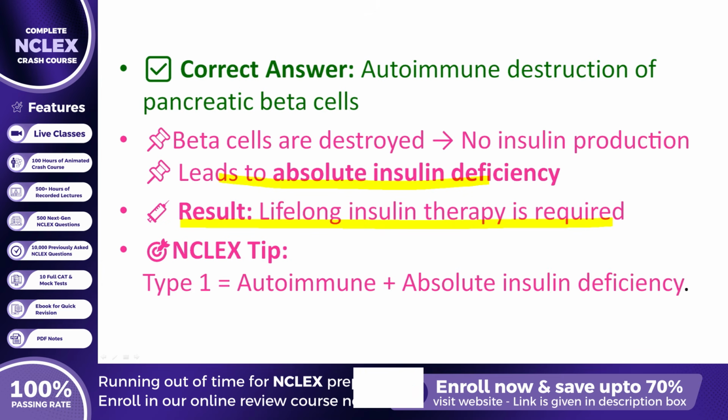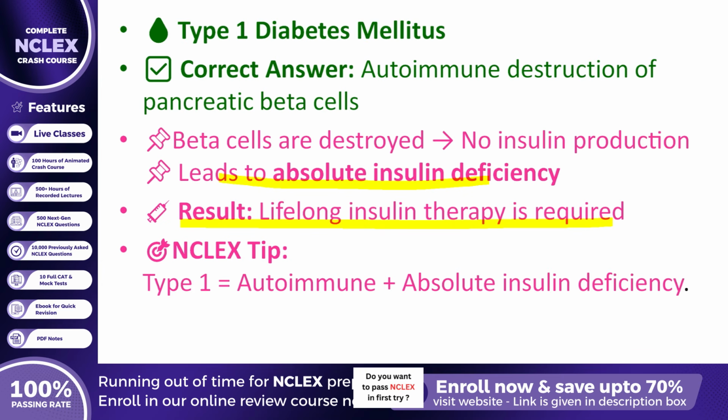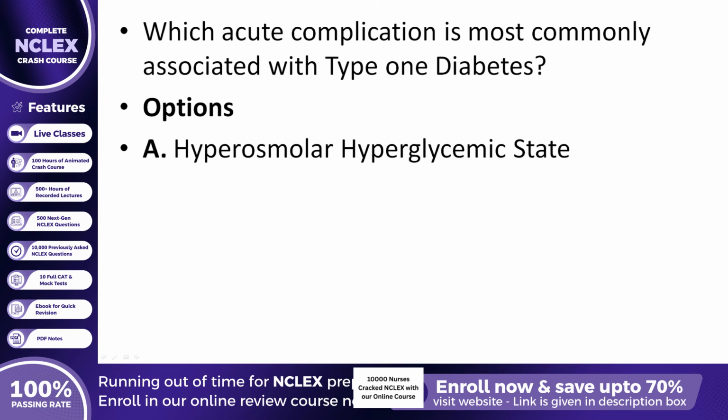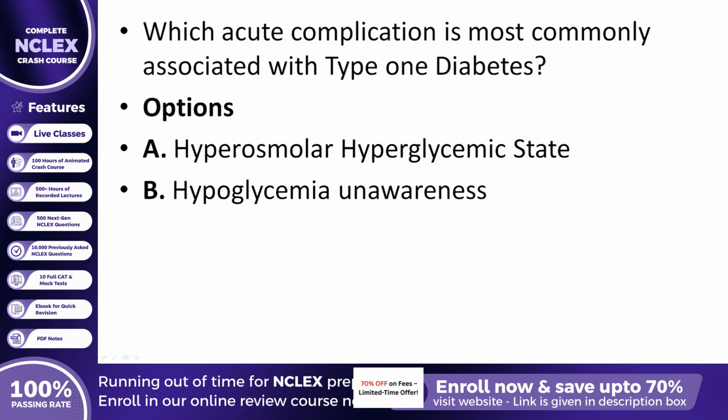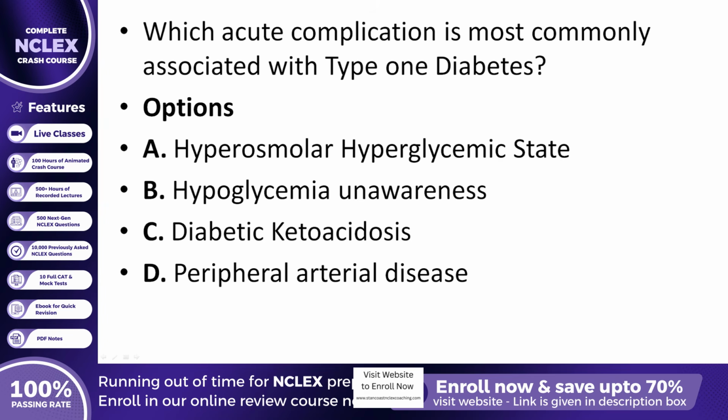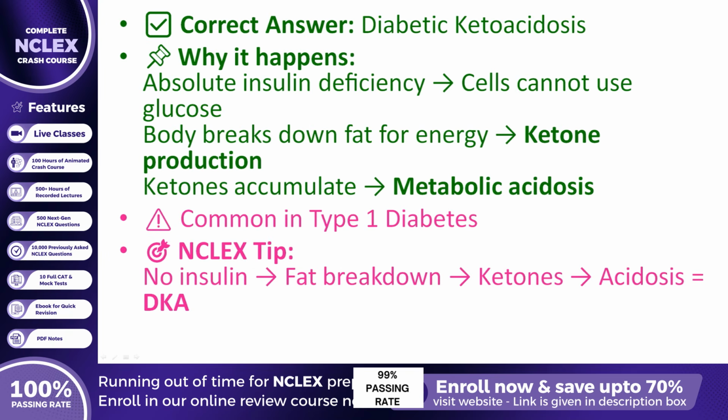Now, building on that concept, question 4 asks which acute complication is most commonly associated with type 1 diabetes. The options include hyperosmolar hyperglycemic state, hypoglycemia unawareness, diabetic ketoacidosis, and peripheral arterial disease. The correct answer is diabetic ketoacidosis. Because there is absolute insulin deficiency, the body begins breaking down fat, producing ketones, and leading to metabolic acidosis.